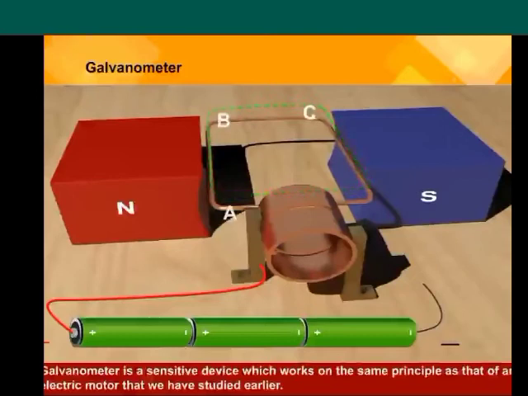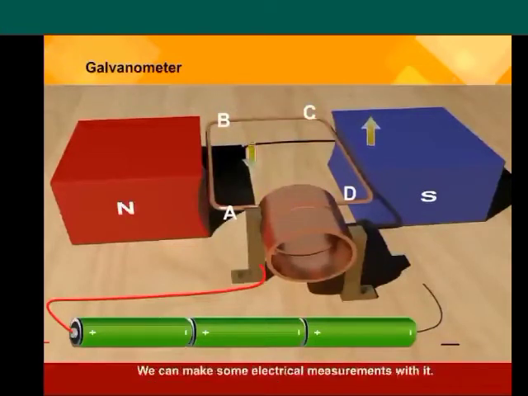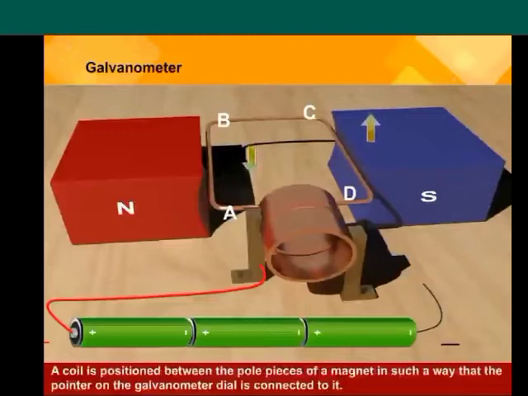Galvanometer. A galvanometer is a sensitive device which works on the same principle as that of an electric motor that we have studied earlier. We can make some electrical measurements with it. A coil is positioned between the pole pieces of a magnet in such a way that the pointer on the galvanometer dial is connected to it.